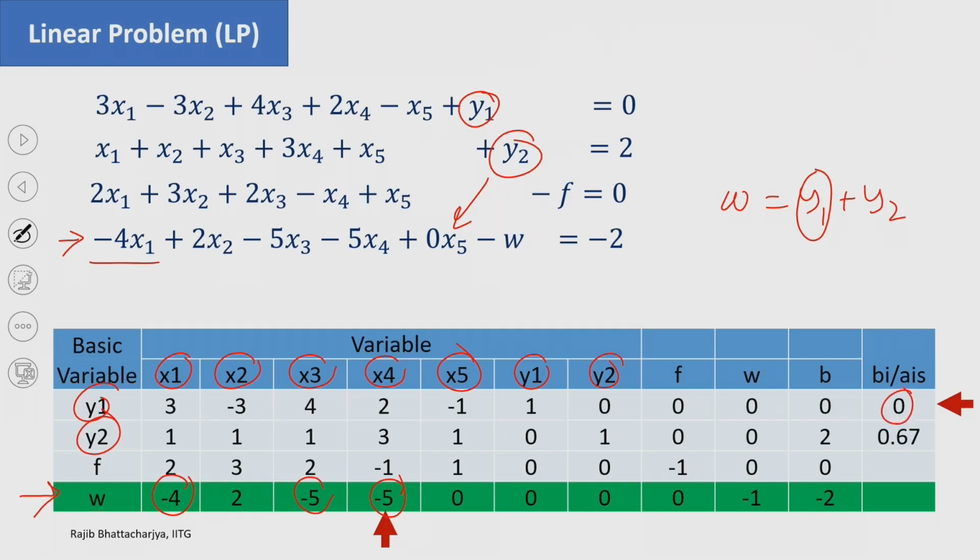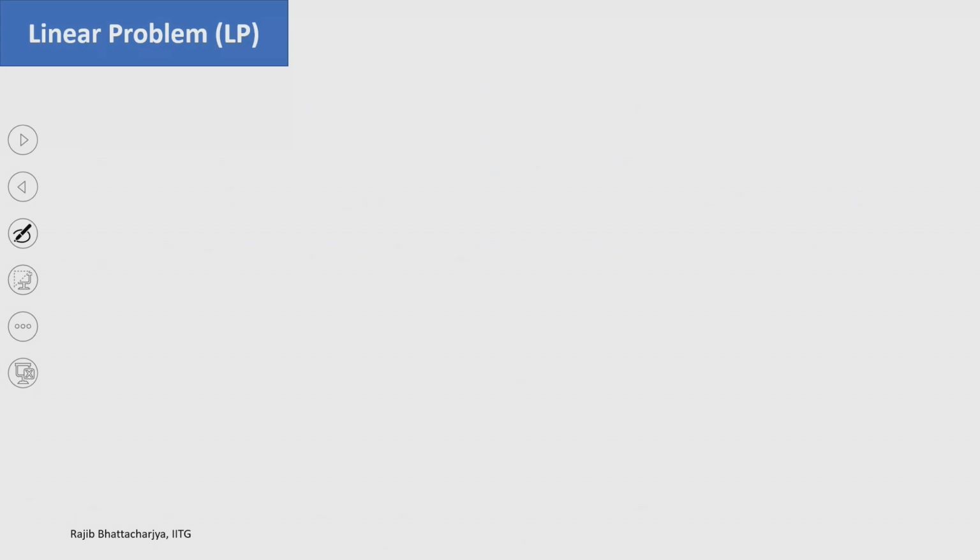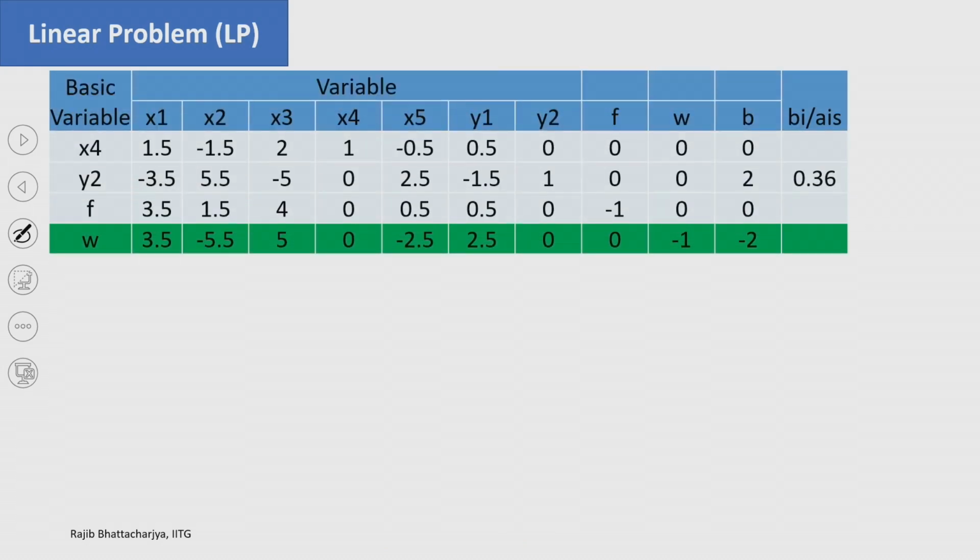So, here the ratio is 0 and it is 0.67. You have to take the minimum one, and the minimum one is the first equation. So, therefore, this will be your pivoting element. So, what I will do? I will make it 1, and for the others I have to make it 0 and 0, and this must be equal to 1. So, after implementing the row operation, finally I am getting this particular table here.